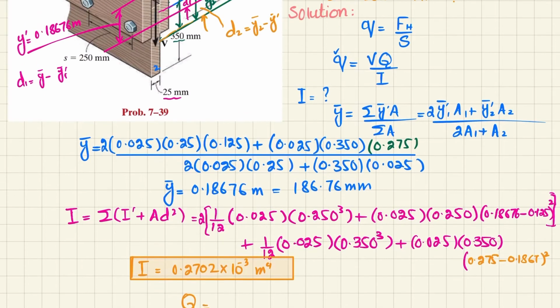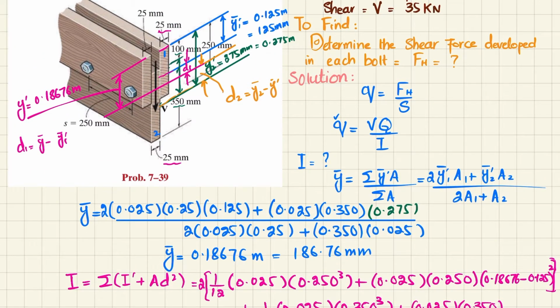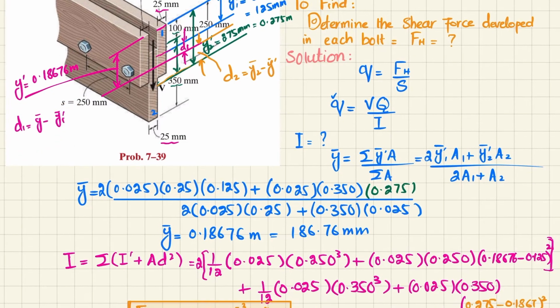Q, what will be the Q for the shaded area? So you can see this is your neutral axis, and here the bolts, here you will be having a shear flow there. So we will take this shaded area. So this shaded area is 0.025 into height, which is 0.250. And what will be the y dash? So y dash will be the distance from the neutral axis till the mid of the first section. So this is the mid of the first section and this is neutral, which is d1. So d1 is y dash minus y1 dash.